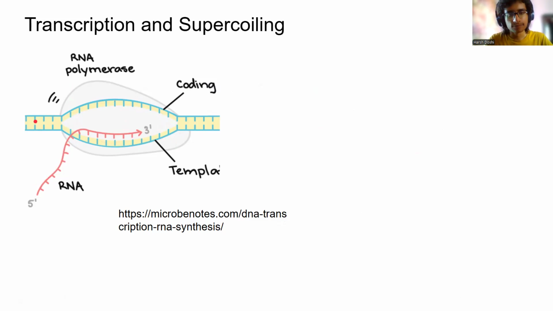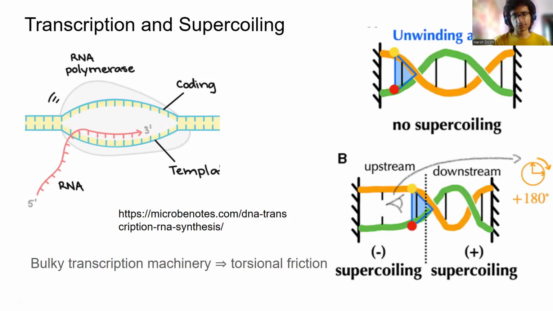Now, because the DNA is already in a wound structure, even in its natural state, as the RNA polymerase moves along the contour of the DNA, it must first unwind the two strands of the DNA so that it can separate them.